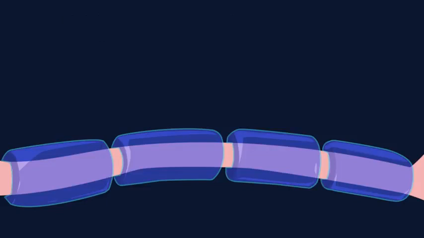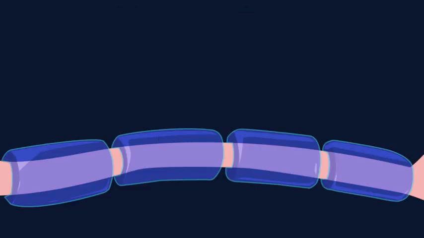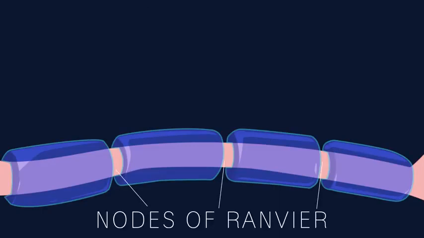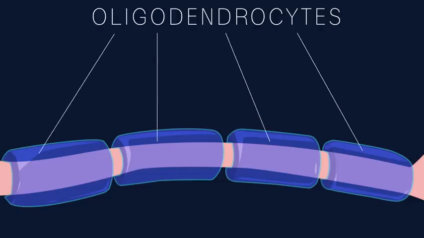In the peripheral nervous system, the sheaths are formed from glial cells known as Schwann cells. There are small gaps between Schwann cells called the nodes of Ranvier. The action potential appears to jump from node to node, speeding the transmission. In the central nervous system, the sheaths are made by cells known as oligodendrocytes.